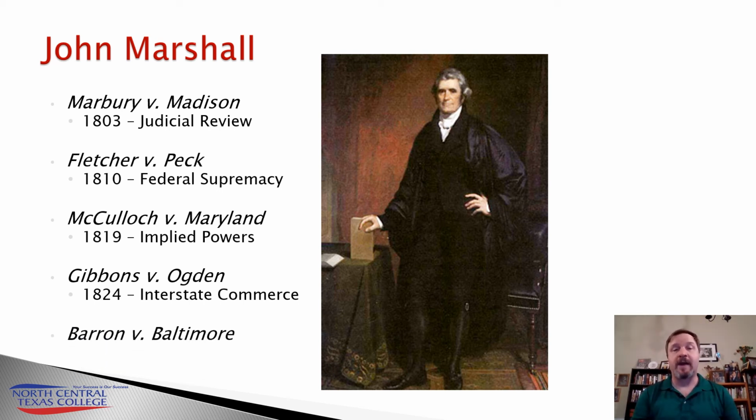The last one here is Barron versus Baltimore. This is just an example I put in here to give you an idea that just because the Marshall Court set all these precedents that still affect us today, they weren't always right. They weren't always good. In Barron versus Baltimore, this is 1833, it had to do with the Bill of Rights. And in it, it stated that the Bill of Rights only applied to the government. In other words, those natural rights listed in the Bill of Rights did not apply to the individual. An individual cannot violate your First Amendment rights, for example, because the Bill of Rights only restricts what the federal government can do.